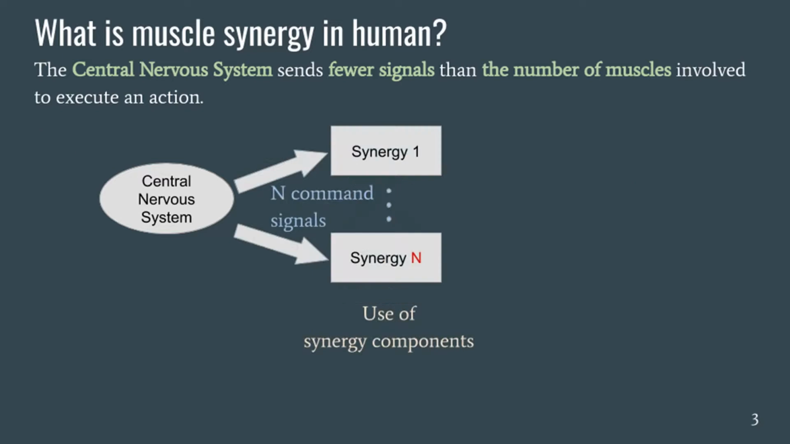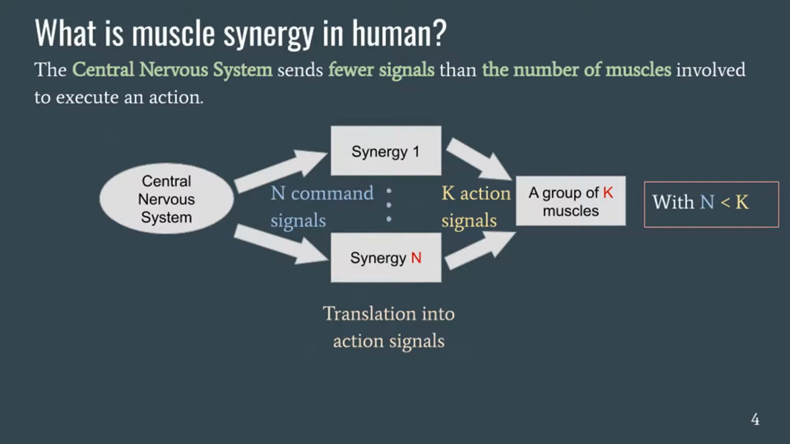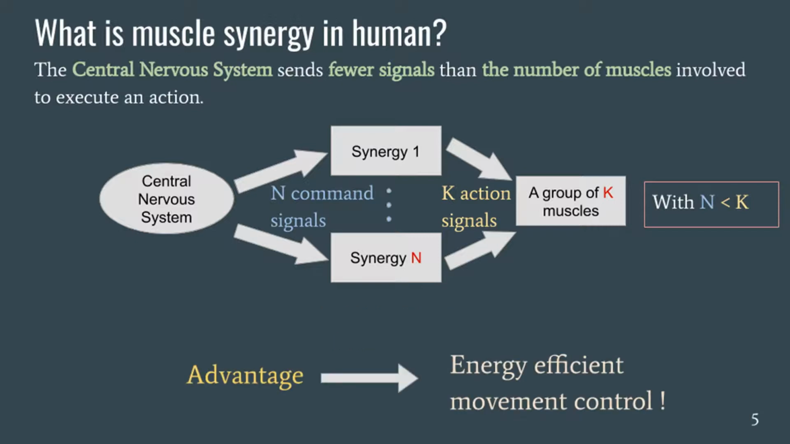In order to overcome this complexity, recent findings in human motion show that humans actually make use of what we call synergy components to help simplify the motion control process. These synergy components encoded in the central nervous system translate the signal from the central nervous system to control the muscles. So the central nervous system only needs to send N signals to control K muscles, with N, the number of synergies, much smaller than the number of muscles K. This results in energy-efficient movement control.